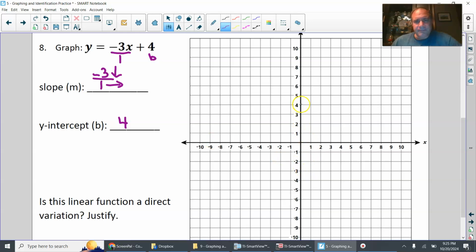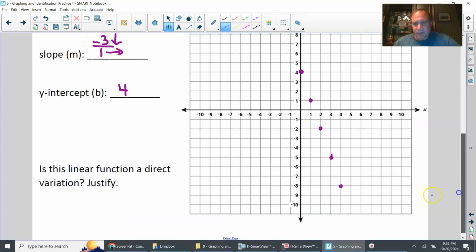So now I'm going to put the 4 down as a nice point, and I'm going to go down 3, 1, 2, 3, and then go to the right 1. It's very important to have the directional arrows. Just to look back, 1, 2, 3, down, and to the right 1. 1, 2, 3, to the right 1. 1, 2, 3, to the right 1.